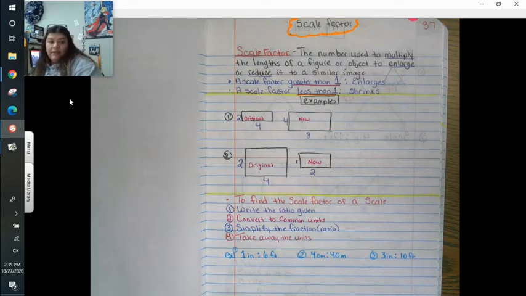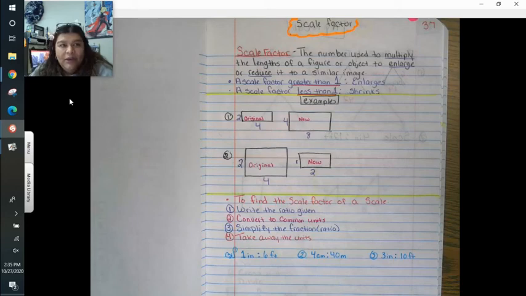All right. So scale factor, like I was saying, is pretty much the number that we use to multiply the lengths of any figure that is given to us to either enlarge it or to reduce it. In other words, to make it bigger or to make it smaller. And it's going to create a similar image. A scale factor that is greater than 1 obviously enlarges the object. And if you have a scale factor less than 1, so anything that's a fraction or a decimal, it will shrink the object.